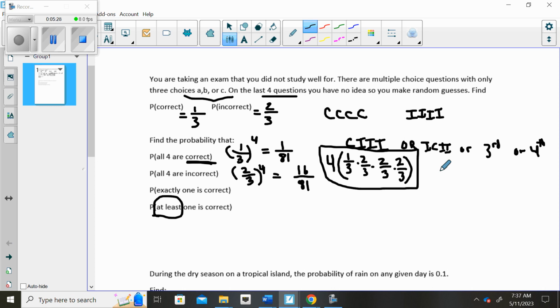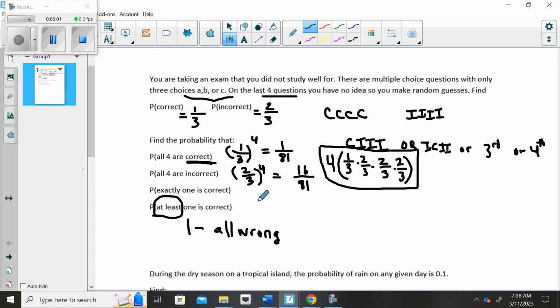But again, that is so much more work than doing complementary events where I say, what is the opposite of getting at least one correct? So if you say, oh, I hope I get at least one right, and then the teacher says, nope, sorry, you didn't get at least one right, what you would have gotten is all wrong. Okay, so we would do 1 minus getting them all wrong or all incorrect.